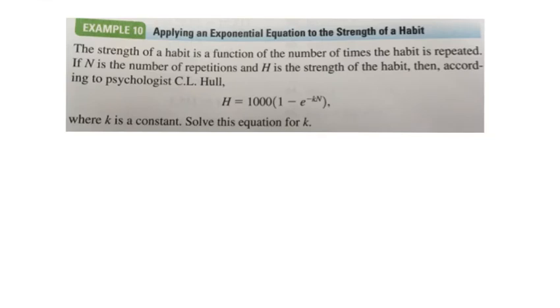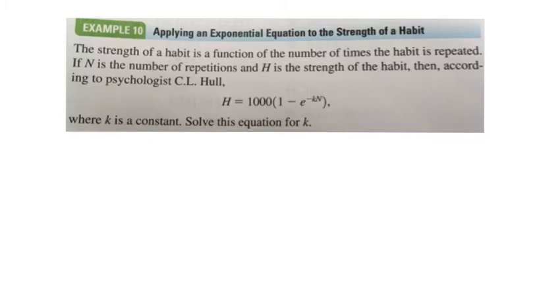The first one says the strength of a habit is a function of the number of times the habit is repeated. If n is the number of repetitions and h is the strength of the habit, then according to psychologist C.L. Hull, the strength of the habit is equal to 1,000 times 1 minus e raised to the power of negative k times n, where k is a constant. Solve the equation for the constant k.